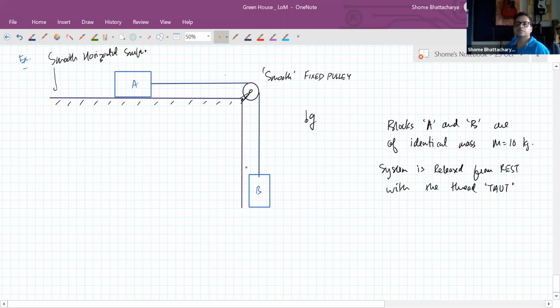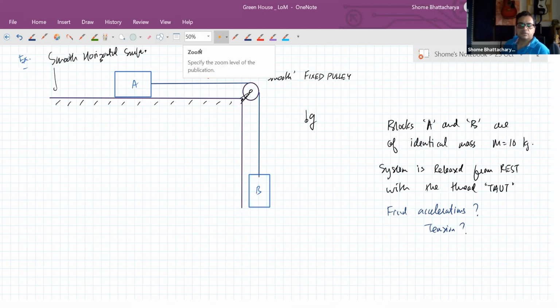taut. So this is a massless thread. That thread is taut, which means it is not loose, it's not hanging loose, it's tight. So we have to find the accelerations, and the tension in the thread. So this is the problem at hand.